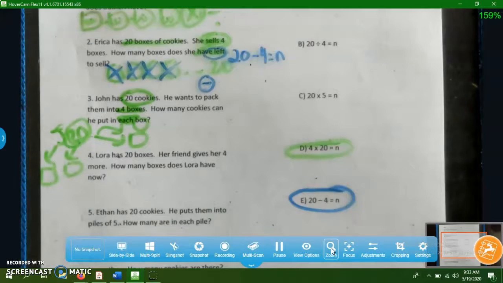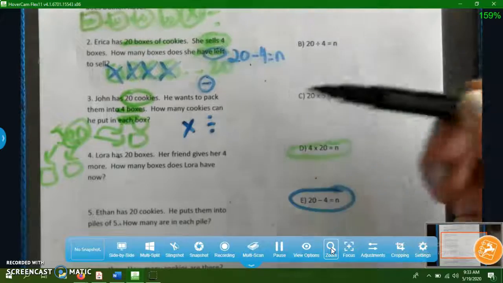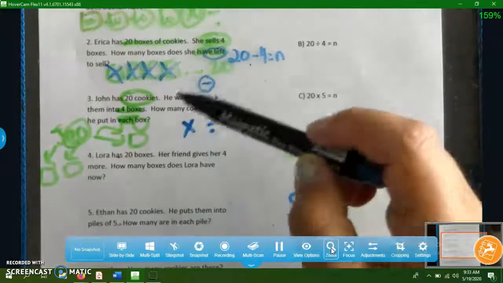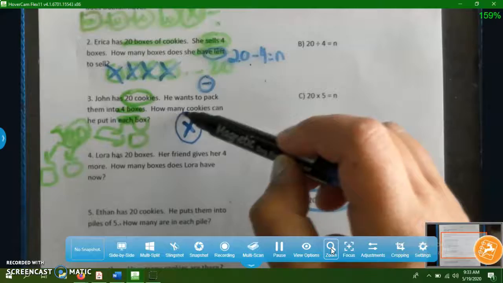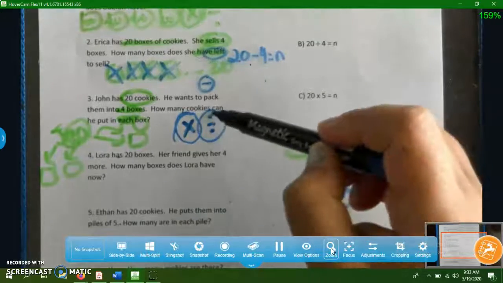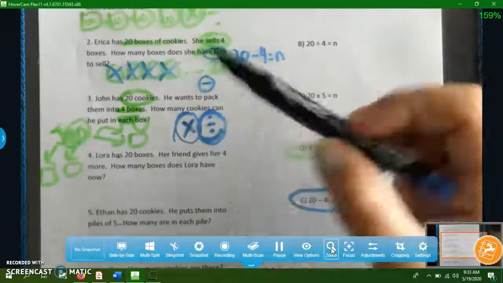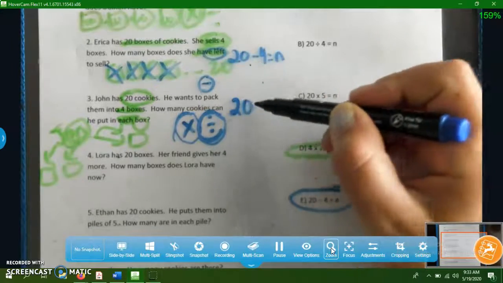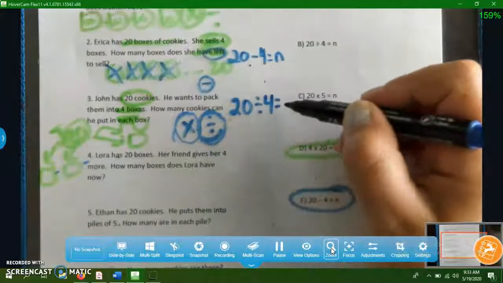Remember that word each lets us know that we are a lot of times thinking about multiplication or division because that means that every box has the same amount. So now we think, how many cookies can he put in each box? Can he put more than 20 cookies in there or less than 20? Well, he has to put less because he only has 20 to start with. And so we would set up our equation, 20 divided by 4 boxes equals n.